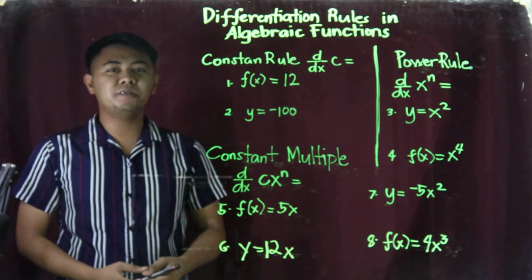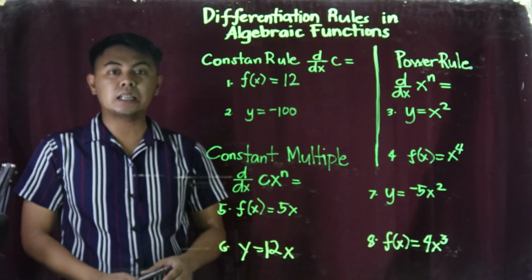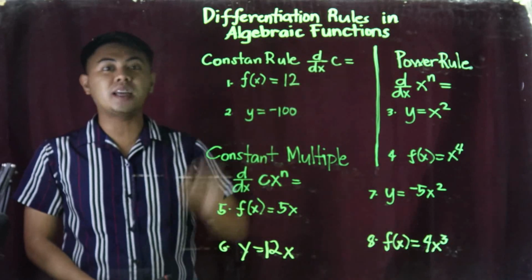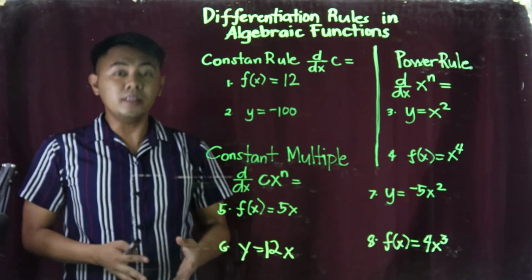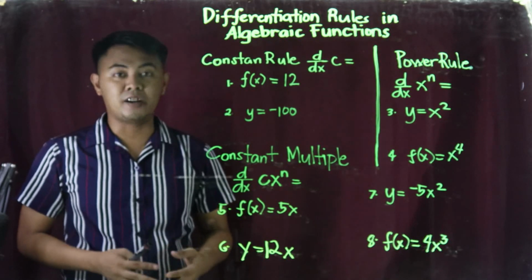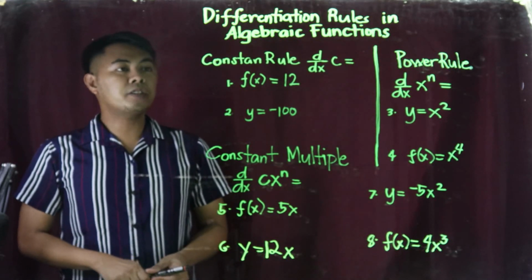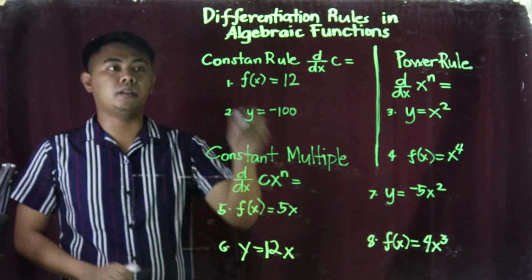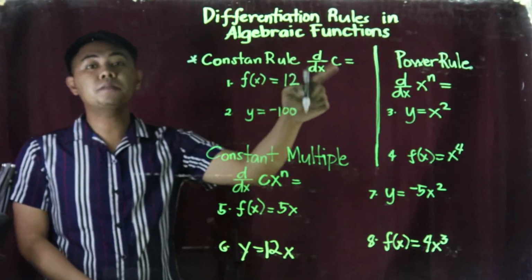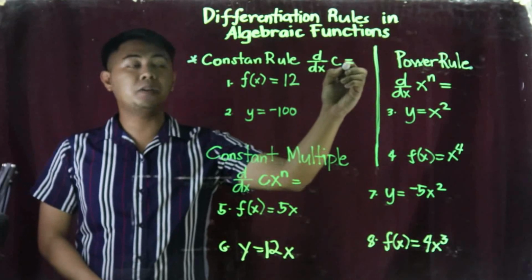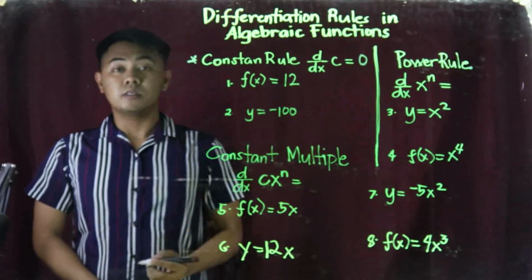Hi everyone, in this video we are going to discuss differentiation rules in algebraic functions. These are the rules in finding the derivative of a function. The first one is the constant rule. The derivative of a constant is always equal to 0.